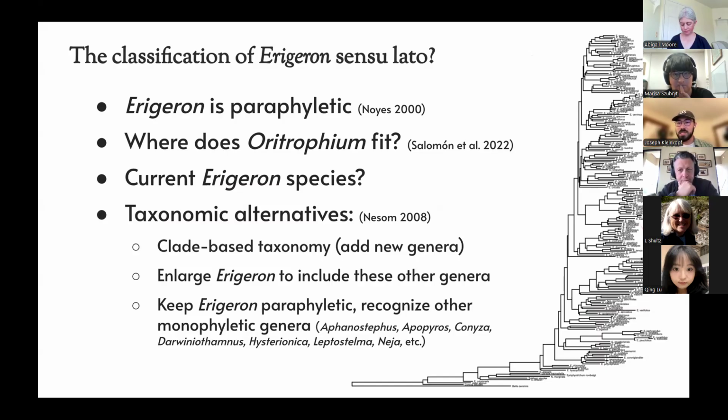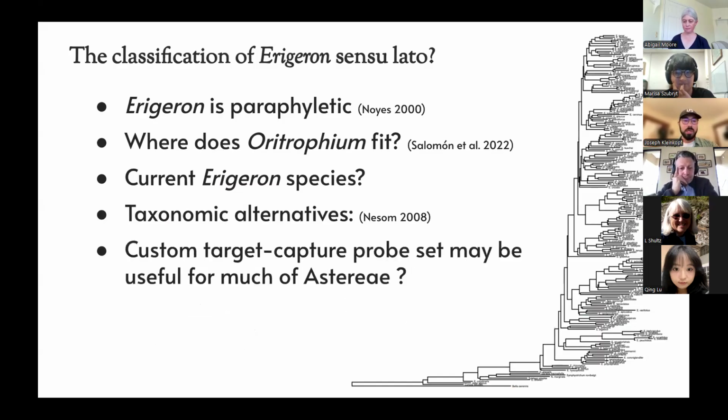But we're also seeing that there are some taxa like Neja coming out in different areas, so they're not all monophyletic. It looks like Hysterionica is also not going to be monophyletic. So there are some questions about the best ways to do that. And I'm not a taxonomist, at least not yet, so I'm not going to be tackling these questions anytime soon.